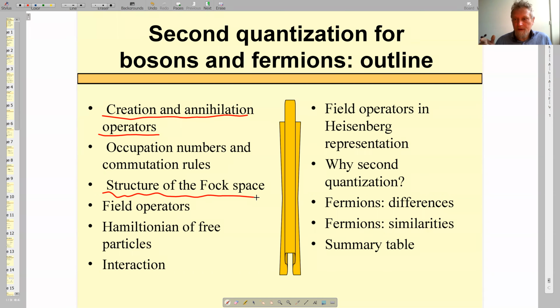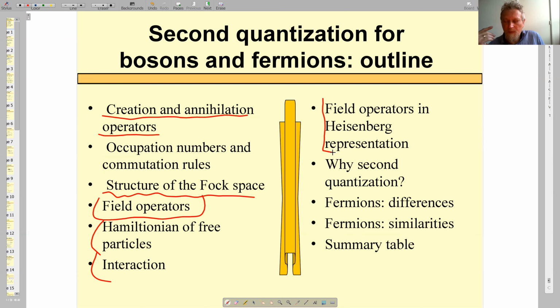Another facet of creation and annihilation operators is field operators. We will learn what this is. And we will write the Hamiltonian in terms of creation and annihilation operators. Otherwise, they're useless, right? Hamiltonian of free particles, and we will talk about interaction. We will reveal something about Heisenberg equations. And that will be done with the example of bosons first.